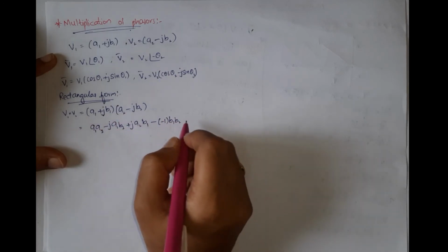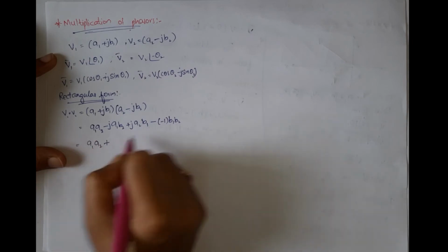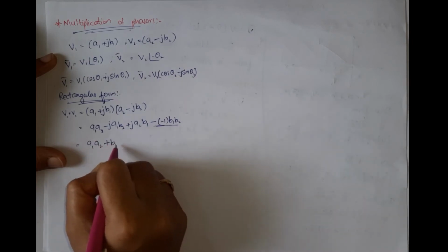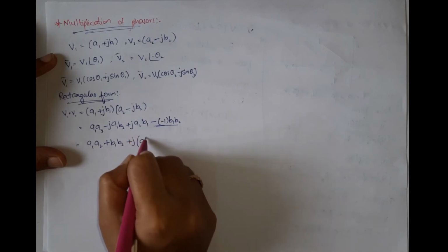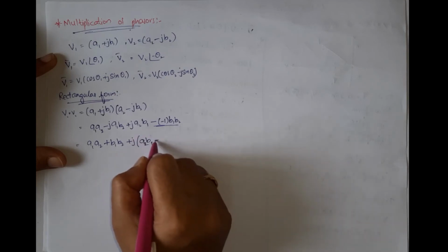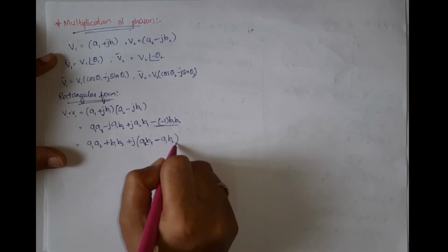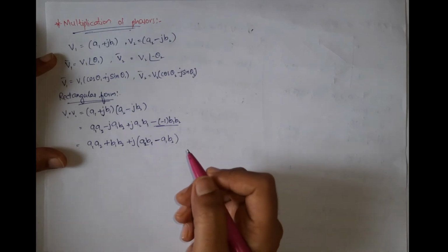B1, B2, which gives us A1, A2 plus B1, B2 plus J common. I am taking A1 B2, A2 B1, this one minus A1 B2, right? This is the result I am getting in rectangular form.